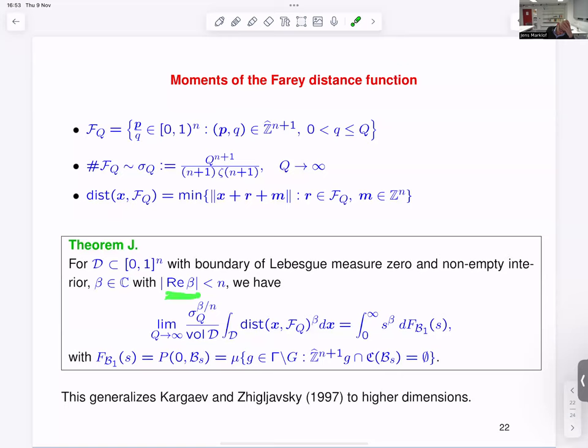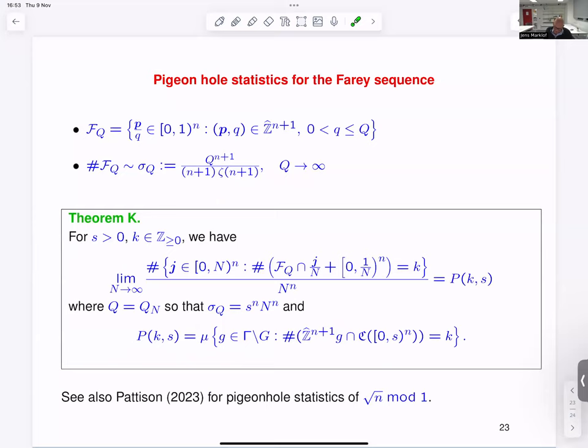And another statistic that I really like is what we call the pigeonhole statistics. So the pigeonhole statistics, for a sequence of numbers in the unit interval, fractional parts of your favorite sequence, works as follows. You again partition your interval into n boxes, so each box has size 1 over n. And you look at the first, say, n elements of your sequence. You can also look at the first sn elements of your sequence. That's actually what we're doing here.